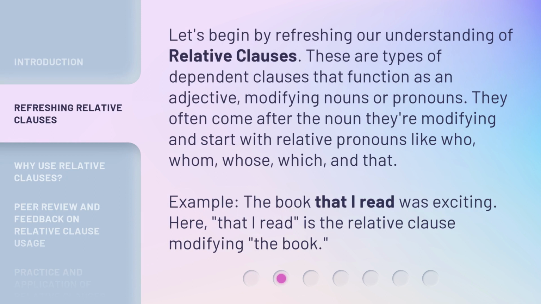Let's begin by refreshing our understanding of relative clauses. These are types of dependent clauses that function as an adjective, modifying nouns or pronouns. They often come after the noun they're modifying and start with relative pronouns like who, whom, whose, which, and that. Example: the book that I read was exciting. Here, "that I read" is the relative clause modifying "the book."